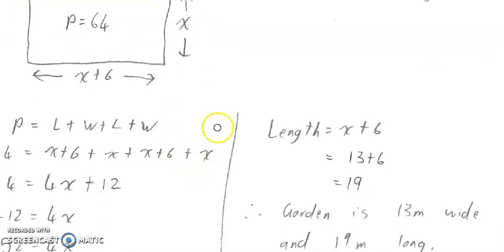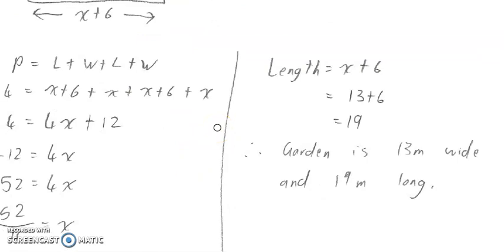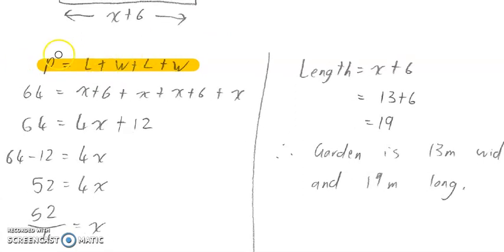So, the perimeter of a rectangle. Now, this may or may not be how you were taught when you were younger. There's a few ways to do it, but the easiest way to remember it is, perimeter is equal to length plus width plus length plus width. It's the sum of all sides. Then I substitute in my values. The perimeter of this rectangle is 64 metres, so I replaced letter P with 64. The length is x plus 6, so I replaced the letter L with x plus 6. The width is x, so I replaced the letter W with the letter x.